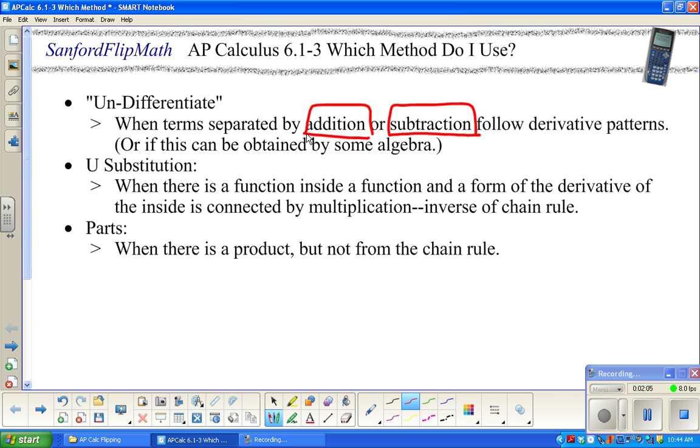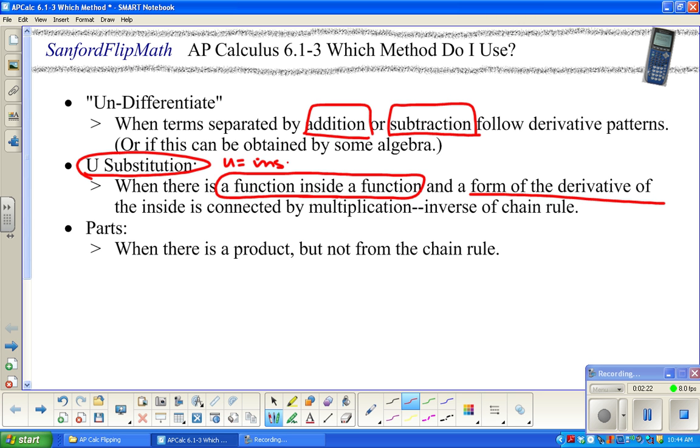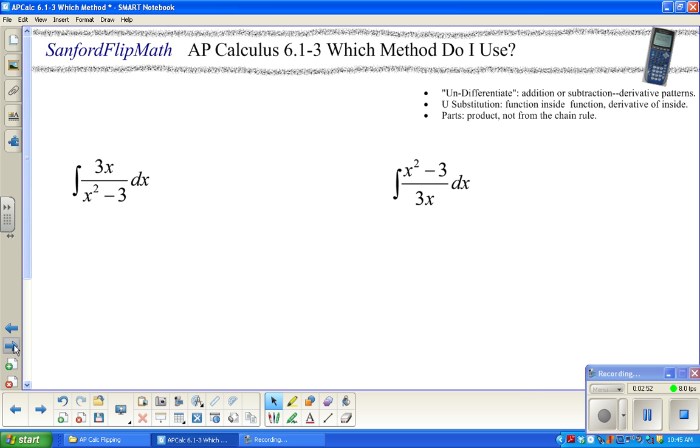Sometimes, as has been stated, if you have a function inside of a function and you have some form of that inside function's derivative connected by multiplication, then you're going to do U substitution. You set up u equal to whatever the inside function was, take the derivative of that, do some substituting, and then go from there. And ultimately, if you have a product that is not from the chain rule, so not a function inside of a function, then that's where doing antiderivative by parts comes through. The focus here is eyeballing examples: how do you do what, and when. These two problems look very similar, and their processes for doing the antiderivative are completely different.